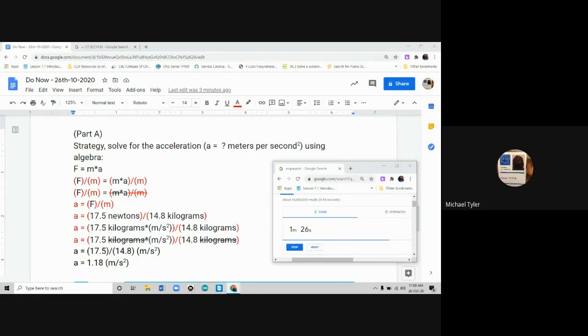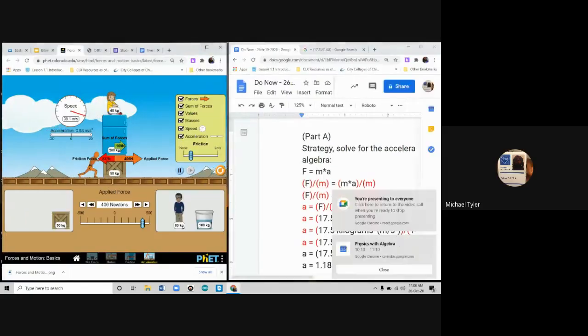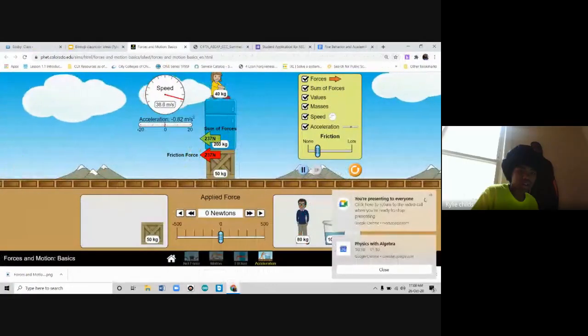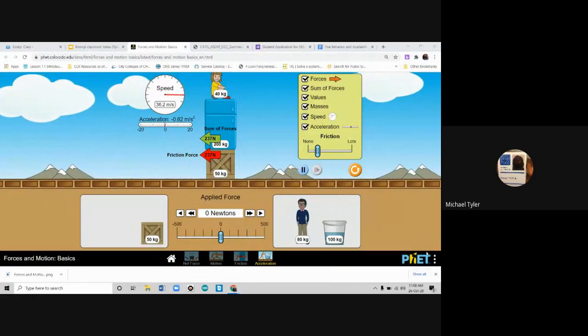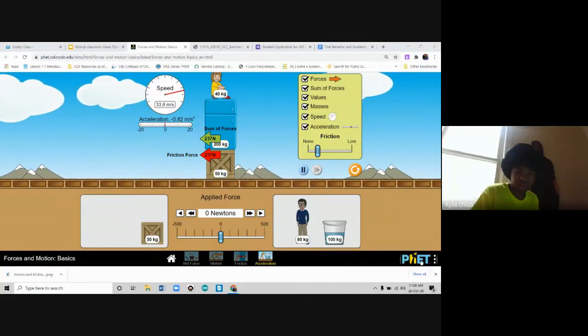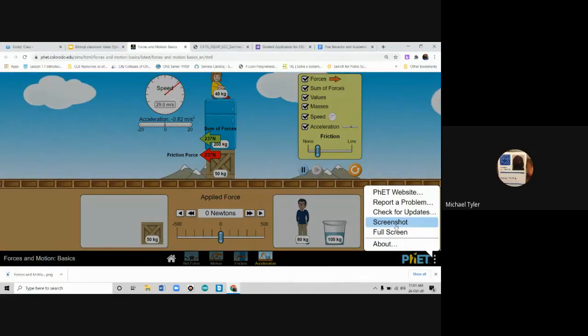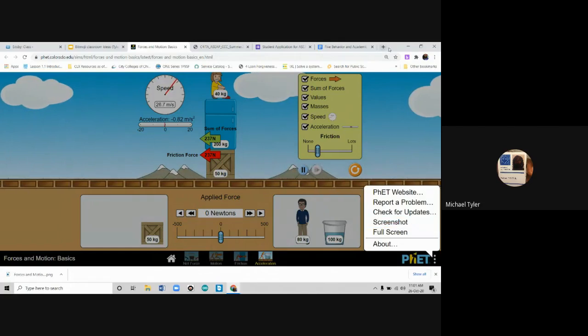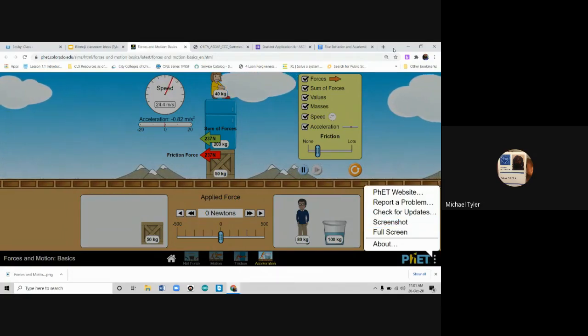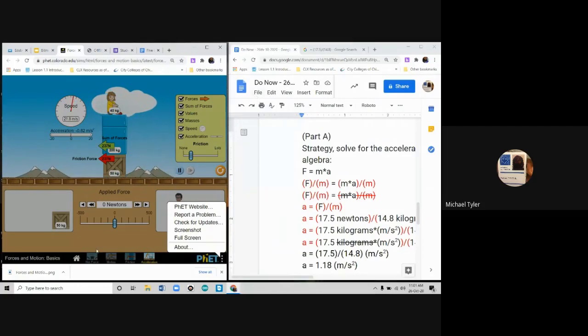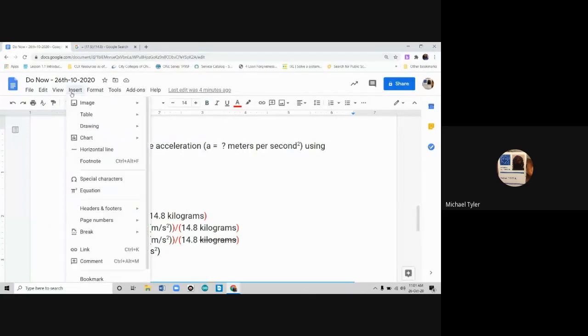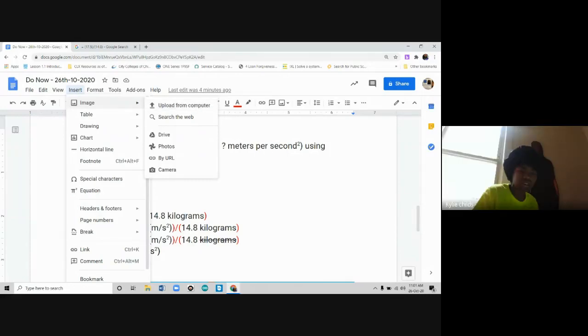Okay, so about one more minute. Mr. Tyler, how do you screenshot? Right here, Miss Childs. So you see this, you got the simulation going. If you come down here, you see this PhET logo right here. You see what I'm pointing at? Click on that, and then you click on screenshot, and it should download. Once you do that, you got to insert the image in the Google Doc. It should download a picture, PNG file, I think, and you come to insert in Google Docs, image, upload from computer, and you just find what you downloaded. Okay, thank you.